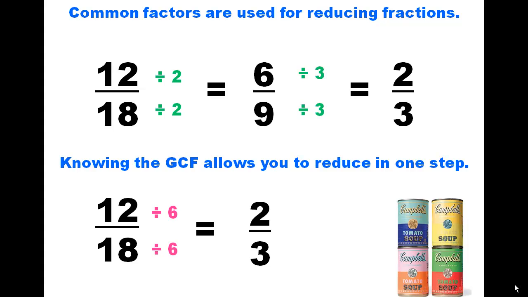12/18 can be divided by 6 over 6 and you get that 2/3 in that one step. Now, isn't it interesting to notice that if you take the 2 and the 3 that we used up above for dividing, those multiply together to make the common factor of 6.